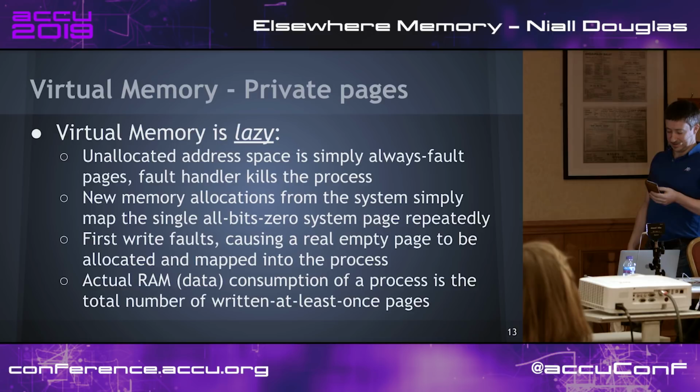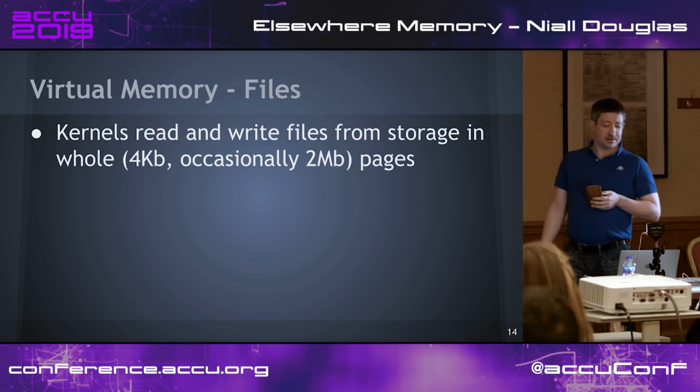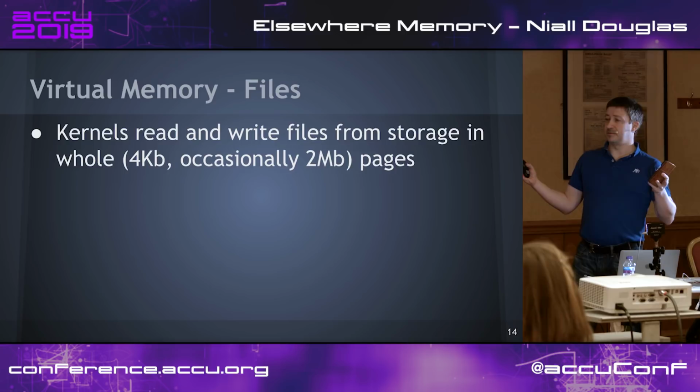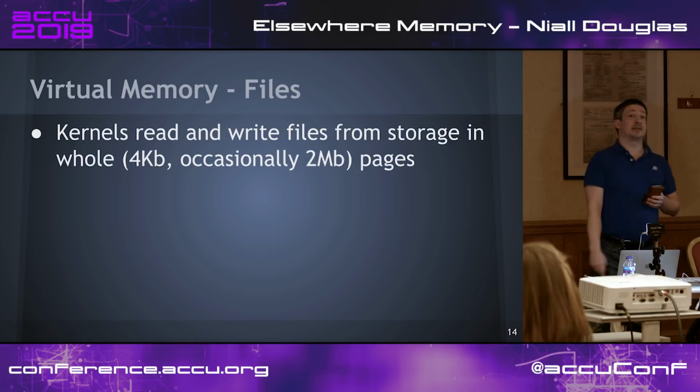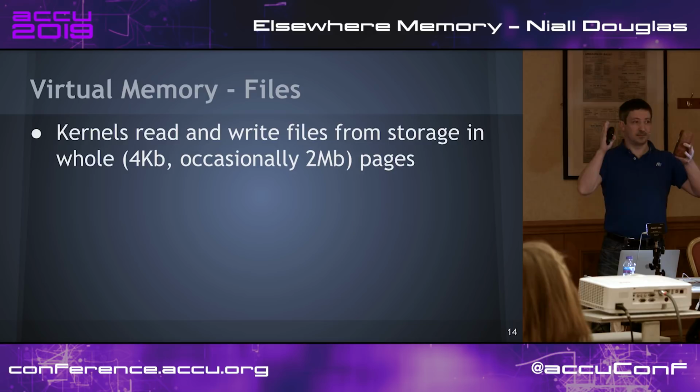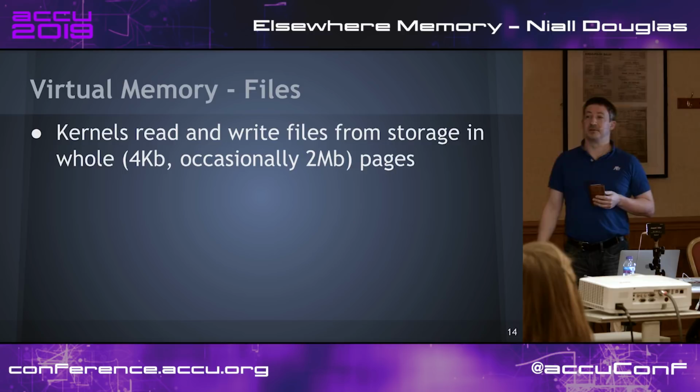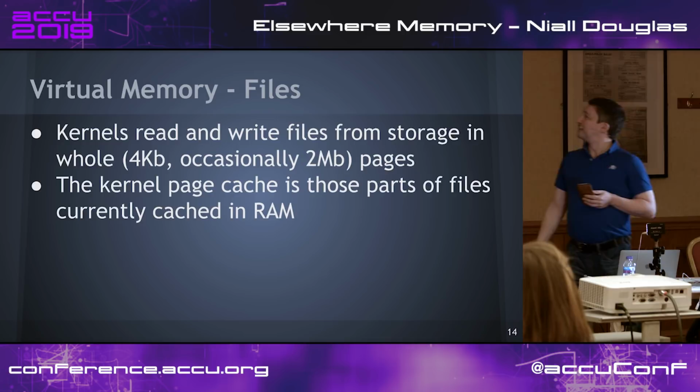So yes, kernels read and write from storage in 4K, occasionally 2 megabyte pages. So if your filing system's there, your device is there, it'll yank the stuff in and out. PCIe, that's PCI Express, has been specifically designed around that 4K assumption. So you can do a full 4K PCIe transaction in a single PCIe cycle. They chose 4K, Intel did, because that's literally what you spend almost all of your time doing with disk drives and so on. Everything's 4K. Might go to 2 meg in the future, but we'll see.